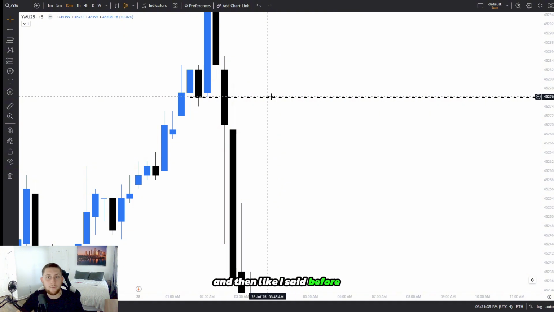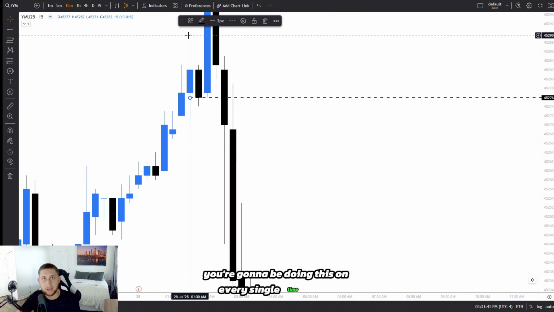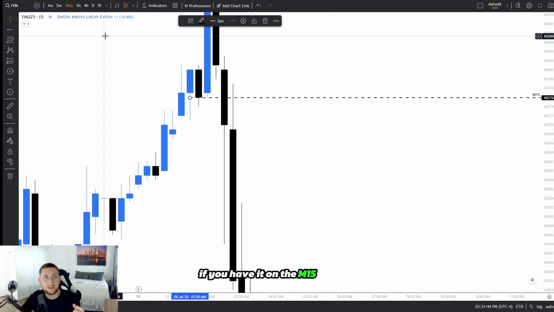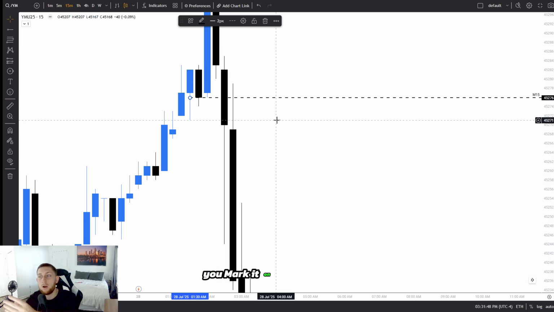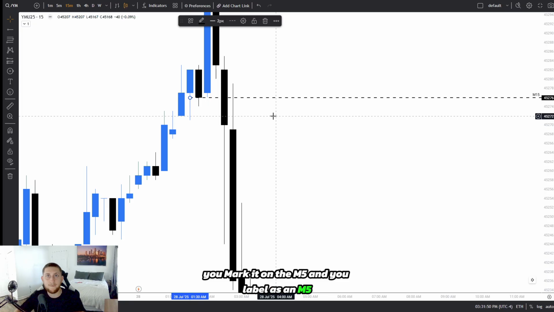And then, like I said before, you're going to be doing this on every single time frame. If you have it on the M15 like we do now, you mark it on the M15. If it's on the M5, you mark it on the M5 and you label it M5. That is exactly how you mark supply and demand. I kept it short, sweet, showed you some examples. It's not hard at all. And if you can just get this down, it's going to make trading way easier for you.